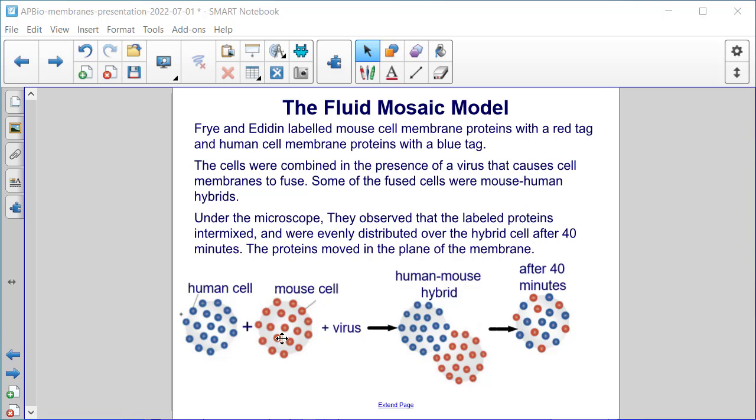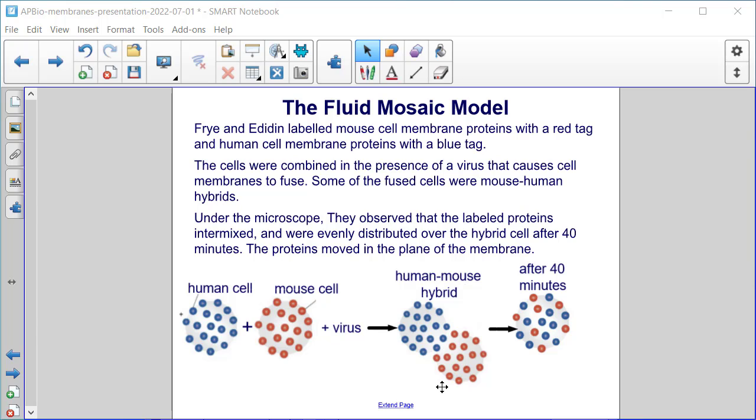So you can see those outer cell membrane proteins, they labeled them with a red tag, and human cell membrane proteins with a blue tag. So the human cells were blue, the mouse cells were red. The cells were combined in the presence of a virus, and the virus causes cell membranes to fuse, okay? And so that fusion, through the help of that virus, created some of the fused cells that were these human-mouse hybrids because of the fusion of the membranes.